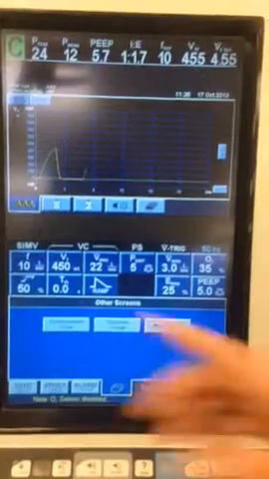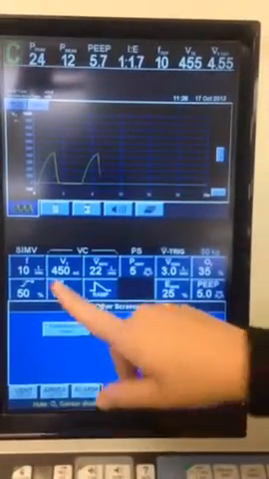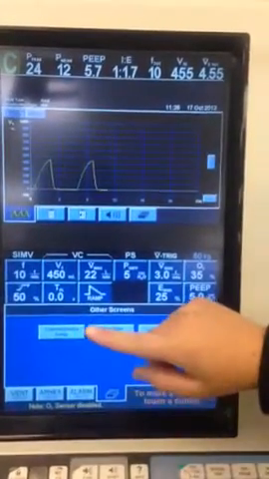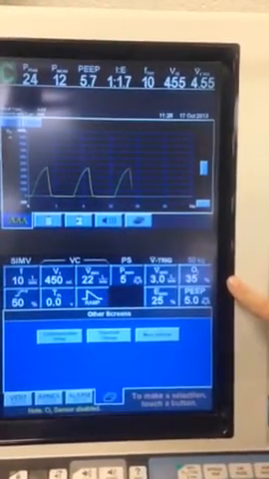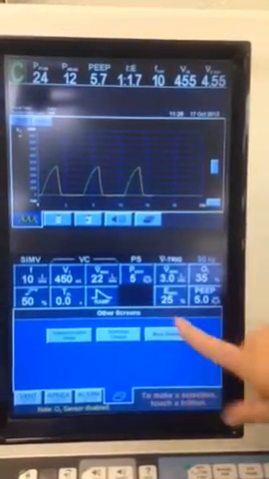Upon entering Mrs. Tubbs' room, I observed her current ventilator settings. They are as follows. She is in SIMV, frequency of 10, tidal volume of 450, and a FiO2 of 35%, pressure support of 5, and a PEEP of 5.